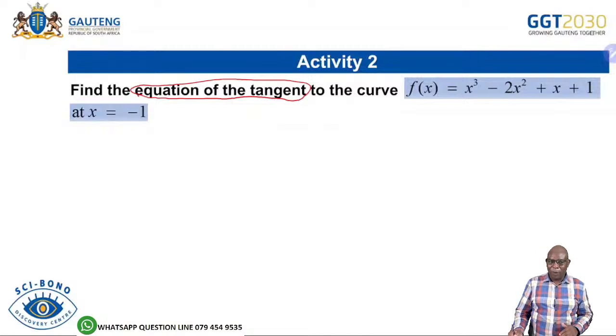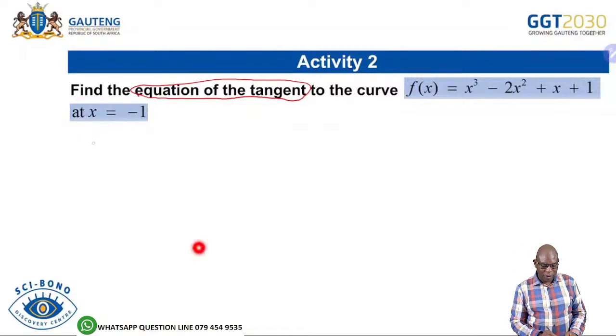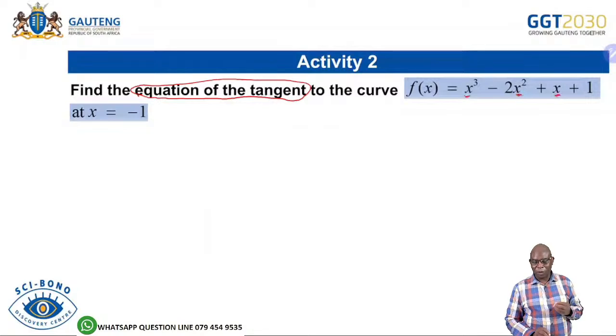So can we go back and remind ourselves about the steps that we need to take to get the equation of the tangent? The first step that we're going to be looking at is to substitute the value of x by -1. What are we looking for when it's substituted by -1? We are looking for the y value, the corresponding y value of that point.